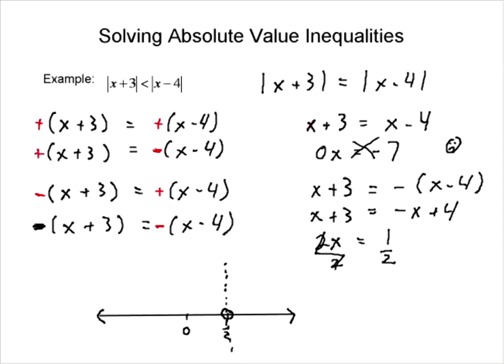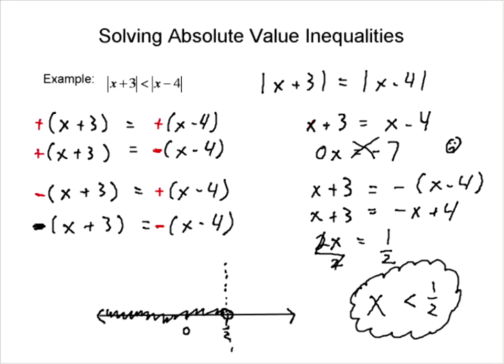So the only one that works is if we are less than 1/2. Our solution to this case is x is less than 1/2. Only one solution in this particular case. So that's how we solve absolute value inequalities.